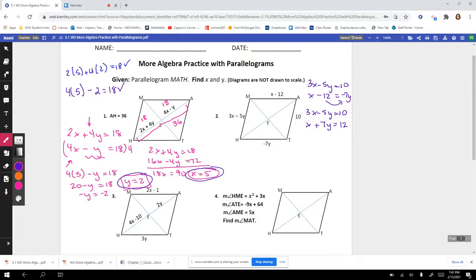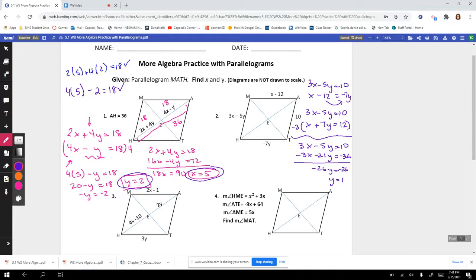Again, you can use substitution or elimination. I'm going to multiply this by negative 3. So that gives me 3x minus 5y is equal to 10. And then I have negative 3x minus 21y is equal to negative 36. Combine what I have, and I get negative 26y is equal to negative 26, so y is equal to 1.